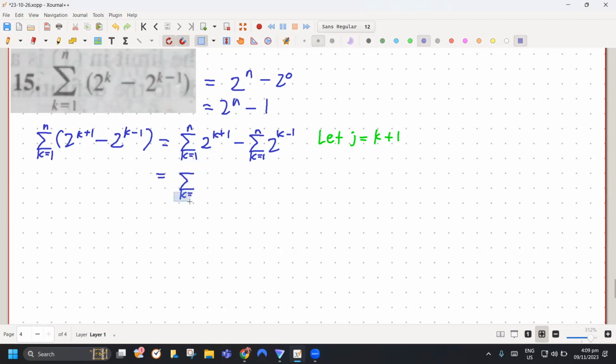Sum from k equals, hindi pa po j, okay, so j na. So j now, j runs from 2. Yes, when k is 1, yan, 2. Tapos, n plus 1. Tapos, yung 2 to the j na. Minus, ngayon, re-index mo rin yung second sum.